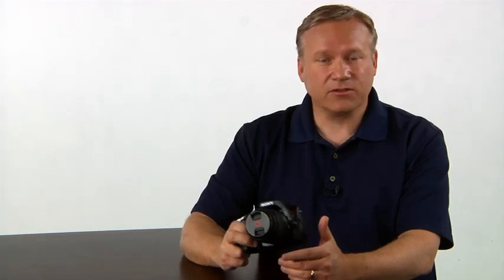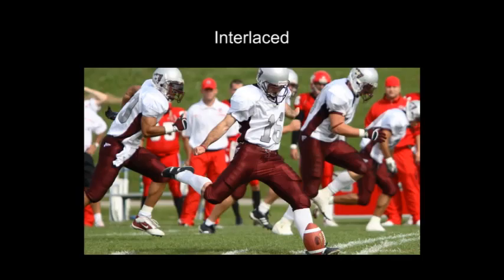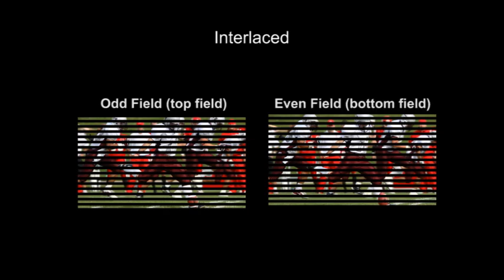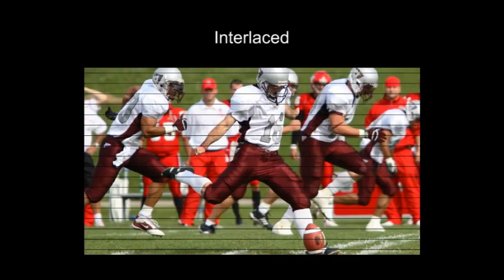In addition to resolution and frame rate, you should also know a little about scanning methods. There are 2 scanning methods, interlaced and progressive. With interlaced video, each frame of video consists of 2 fields. One field is comprised of the odd horizontal lines in a frame called the odd field or top field, and the other is comprised of the even horizontal lines called the even field or bottom field. These fields alternate to form one complete image.